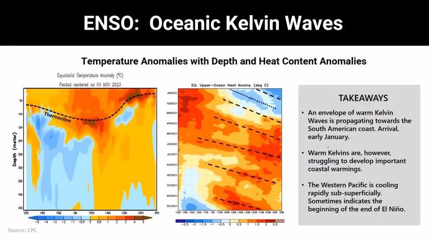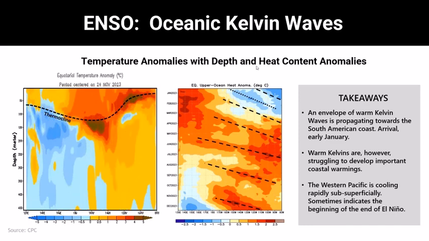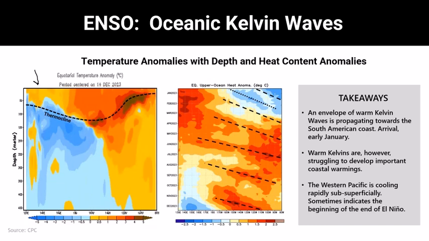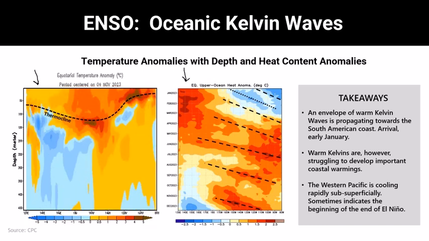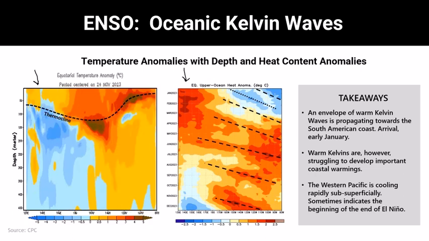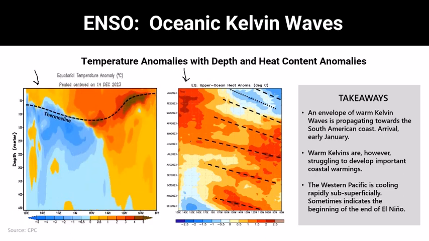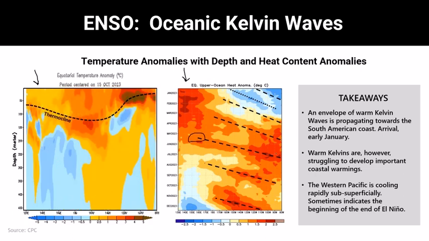Okay, looking at oceanic Kelvin waves, we can see the cross-section on the left, and we can see the Hofmüller diagram on the right. In the Hofmüller, we can see how Kelvin waves propagate from the Western Pacific towards the South American coast.